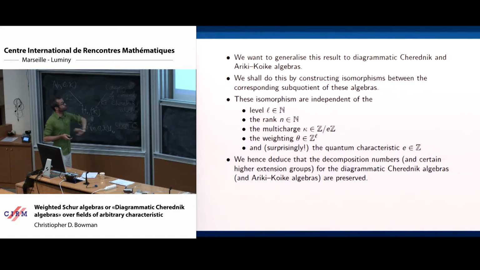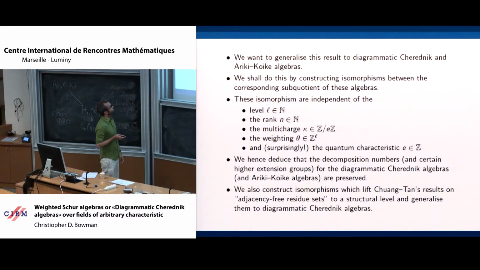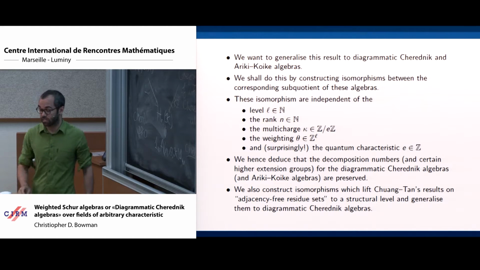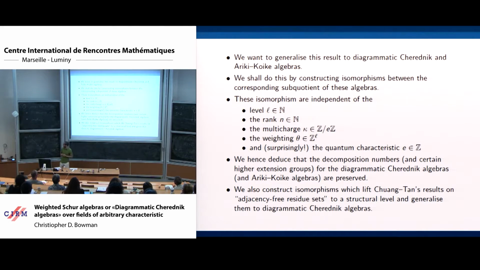And of course, if we construct isomorphisms between subquotients, we're going to be able to deduce that the decomposition numbers and certain higher extension groups for these algebras are going to be preserved by this subquotient. So I'm going to go into this in proper detail and draw nice pictures in a moment. We are also going to construct isomorphisms which lift Chuang and Tan's result to a structural level, but I'm actually not going to do that in this talk. Okay, so what's the story so far in this section?